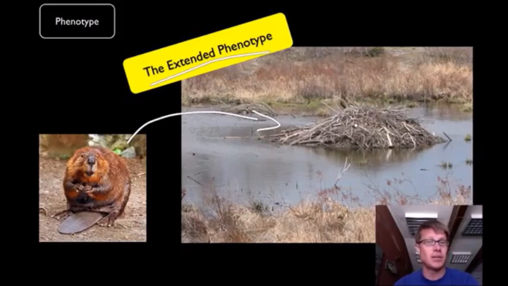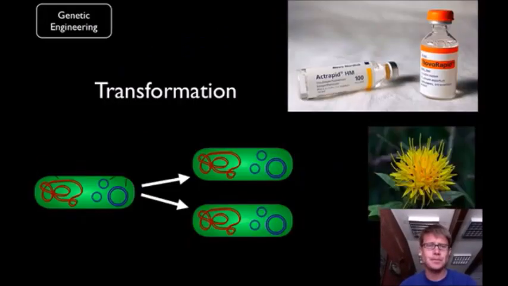Is that a phenotype? Is it actually made by genes? No. But it's an extension of genes. In other words, does this allow a beaver to survive or not? For sure it does. And so it's also going to be selected by natural selection as well. So not only the physical characteristics that you have, but the behavior that you have can be selected for as well. Last thing I want to talk about is genetic engineering.